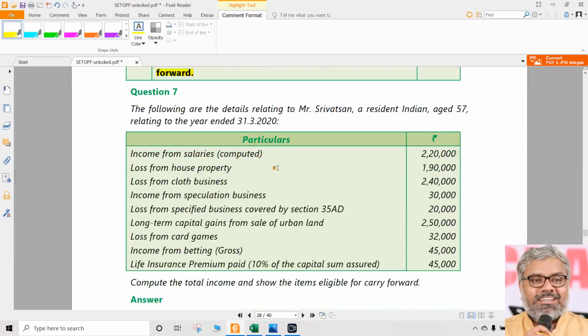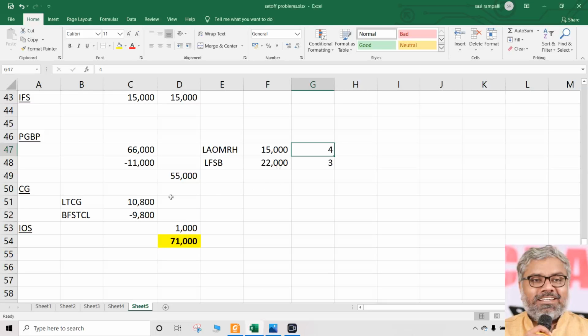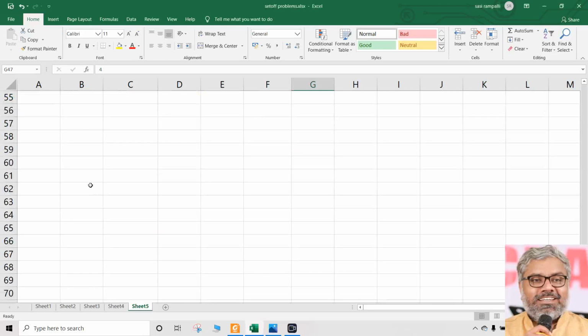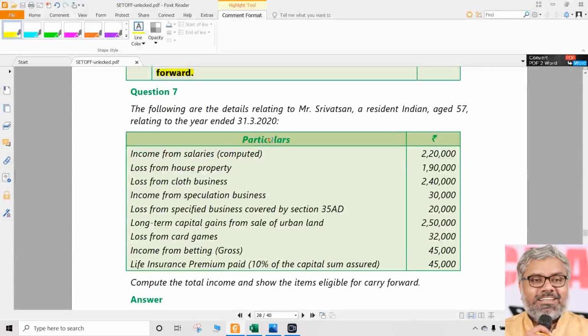Same way, question number 7. Let us move on to that. Question number 7. So in question number 7, the details related to Mr. Srivatsan are given. Resident Indian, aged 57 years. Compute the total income and also show the items eligible for carry forward. A typical question, a perfect question for 5 marks or 6 marks in the examination.